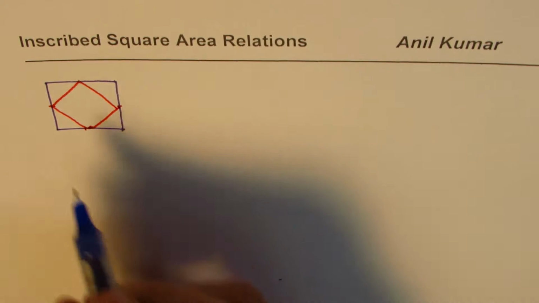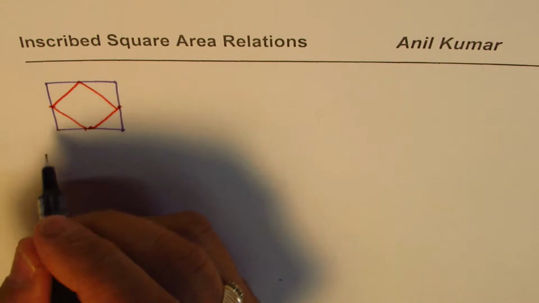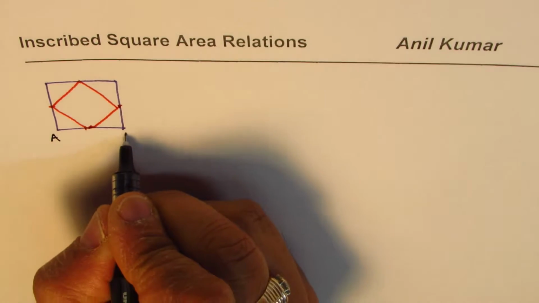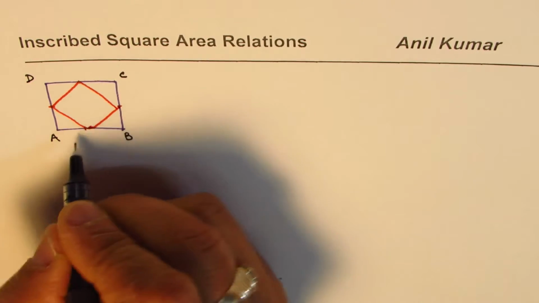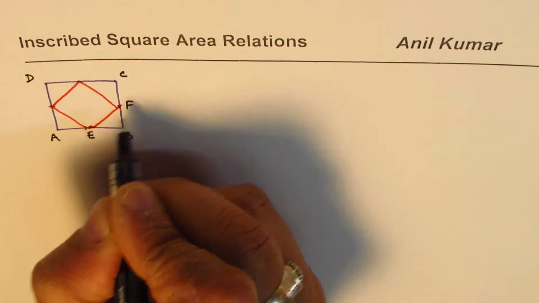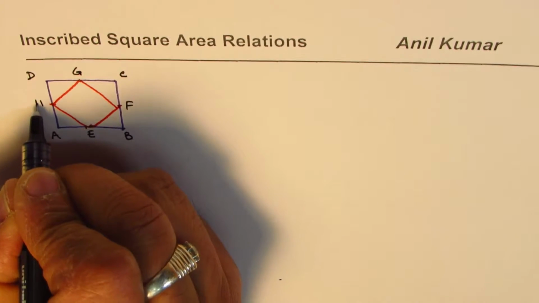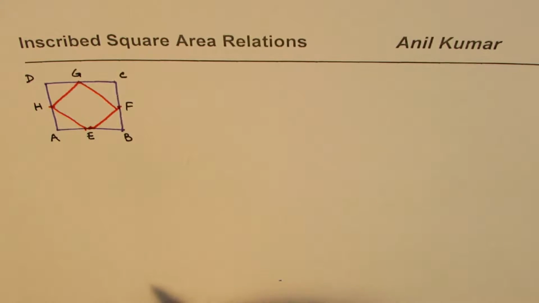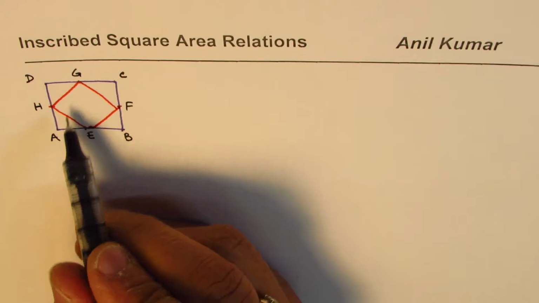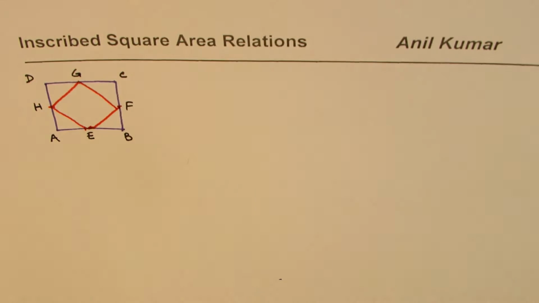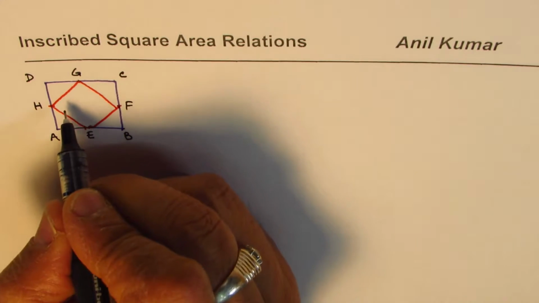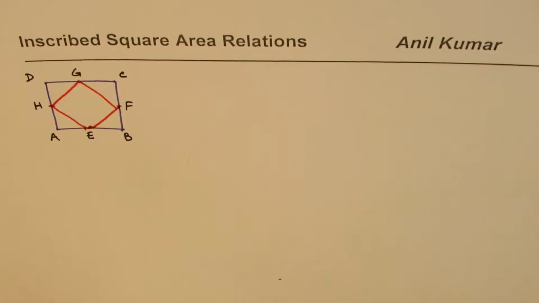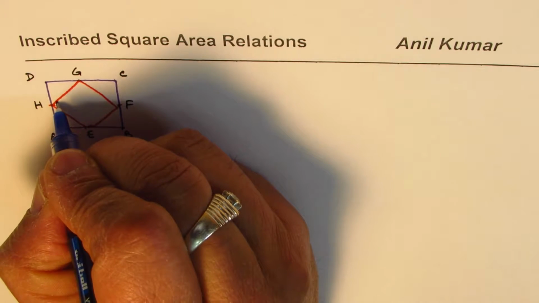So let me just label these squares so that we can discuss what we need to figure out. Let's say the bigger square is ABCD, and then we have this as EFGH, right? Now, your question could be that you are given the area of the outside square and you find the area of the inside square. That could be a question. In our case, we are given the area of the inside square. So these are squares, okay?